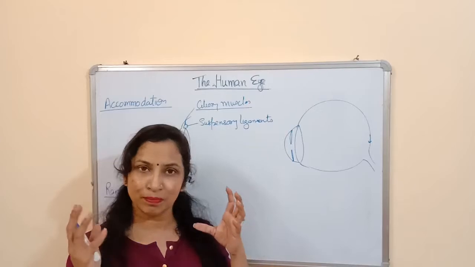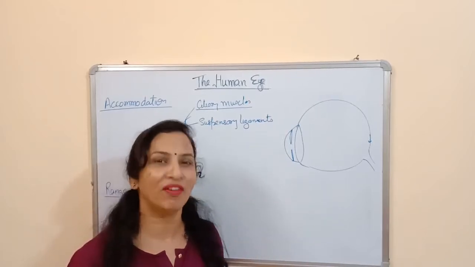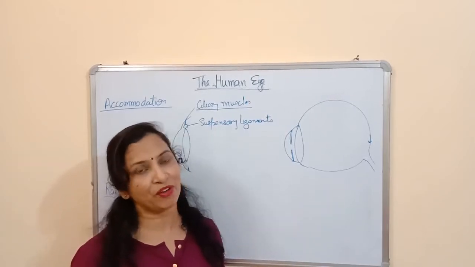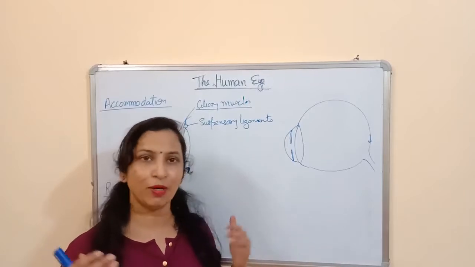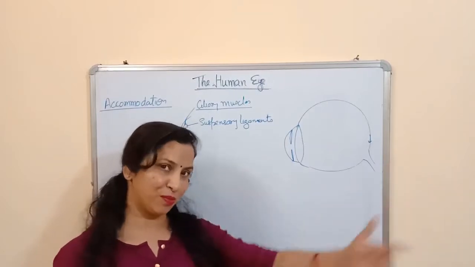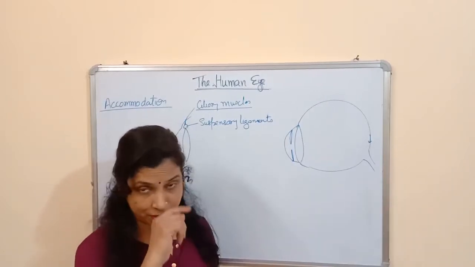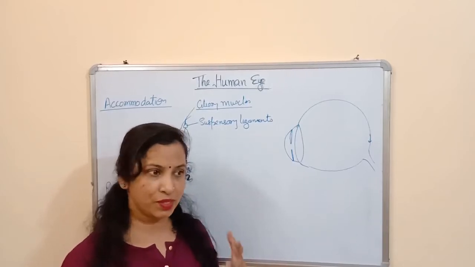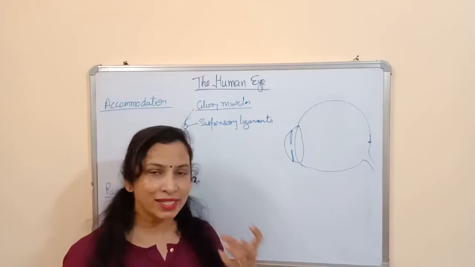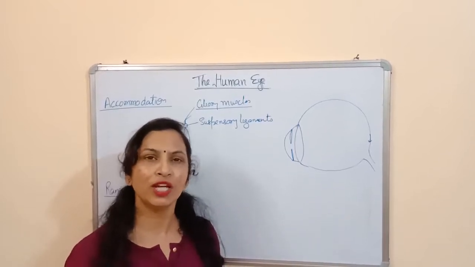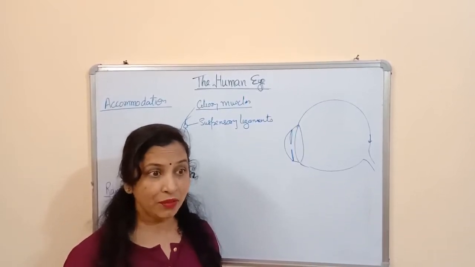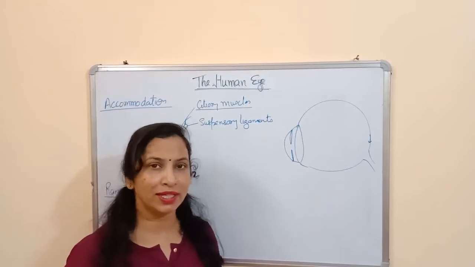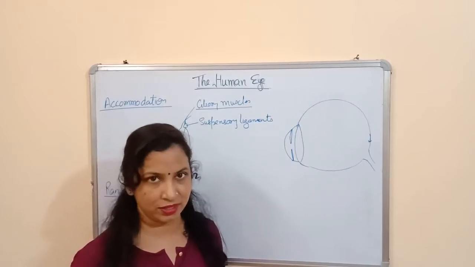And this power of our eye is called the power of accommodation. This is the power of accommodation, that we are able to see the nearby object as well as the far object. This is called the power of accommodation. And you know, if you want to see the nearby object, then your lens should be thick. It means it should have the less focal length. And if you want to see the far object, then your lens should have the large focal length.